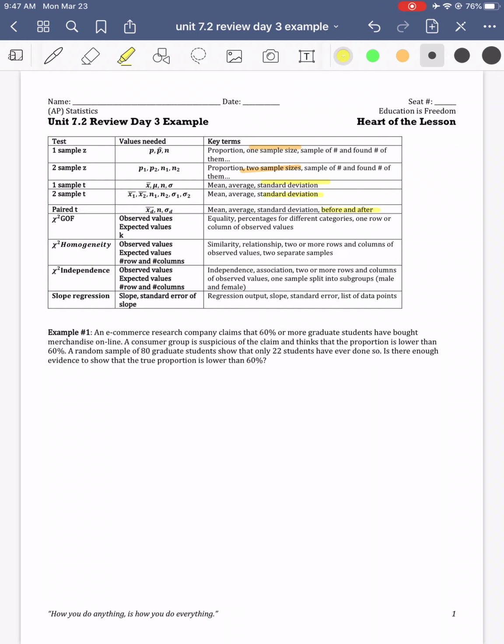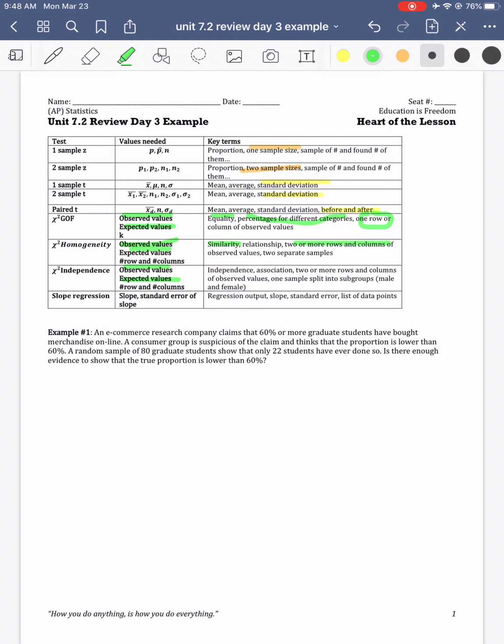And then we can dive into our chi-square tests, the ones that we've been focusing on the last week. And for this one, we really need to see, are we looking at these observed and expected values? These are the key giveaway that this is going to be a chi-square test. Specifically for the goodness of fit, we're looking at equality, if there are percentages for different categories given, and there's only 1 row or column of observed values. And then for homogeneity, is there some sort of similarity going on? Do we have a 2-way table here?